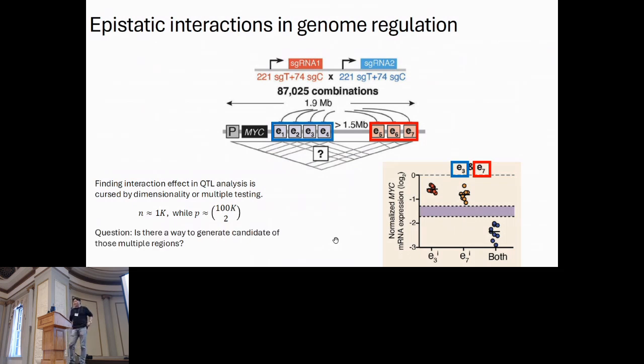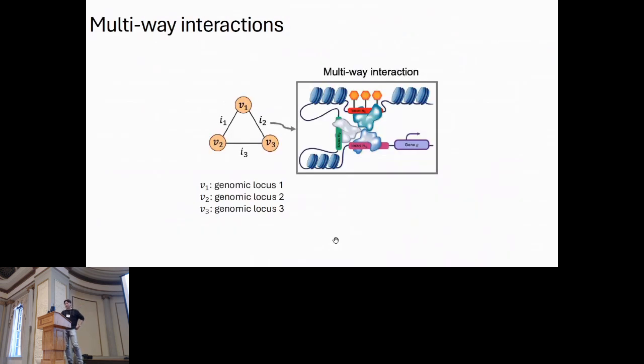The key question that we had is, is there a way to generate candidates of those multiple regions based on physical interaction? Hopefully one region can contain the promoter region of a gene, and the other 2 regions could contain some enhancers of that gene. Typically when we consider multi-way interaction among these multiple regions, we're talking about the case where more than 2 regions are involved.